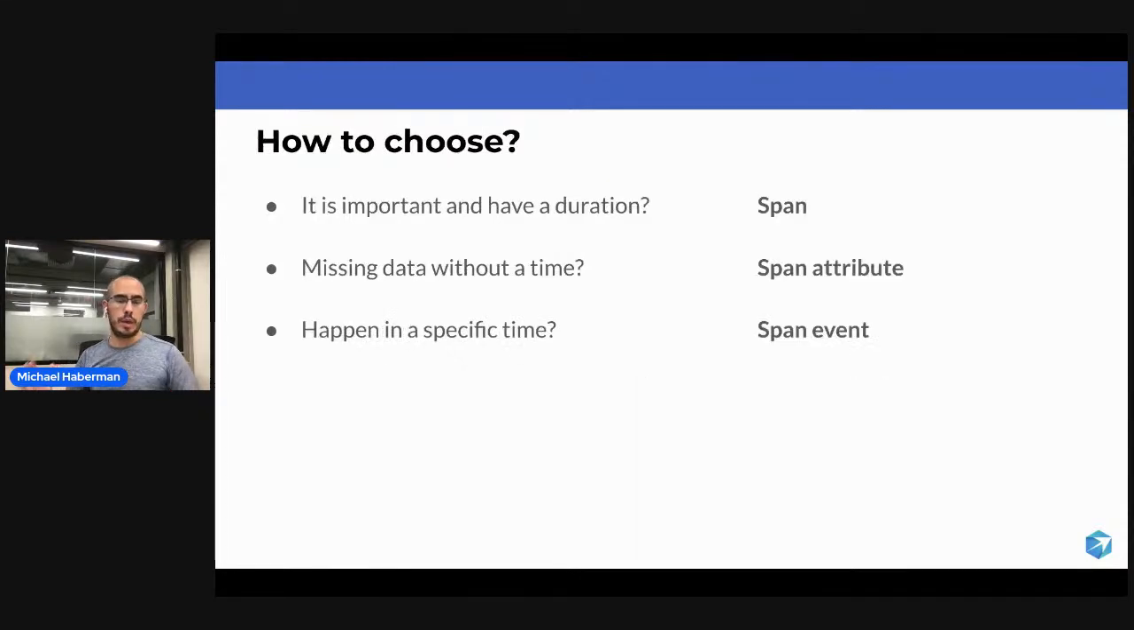So how are we making a decision? How are we choosing when we use span, when we use span event, and when we use span attribute? So first of all, if it's important, it has duration, most likely it's a span. And if it doesn't have a time, and it's just some data that you want to add, it would be span attribute. And if it did happen in a specific time, but it doesn't actually span over time, or it's not that significant, then it will probably span event.